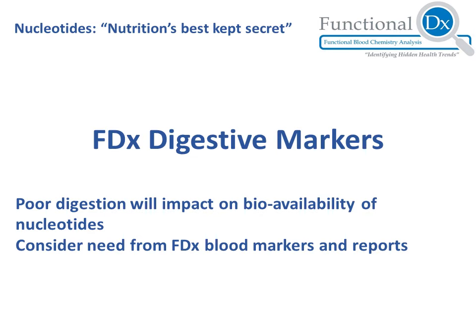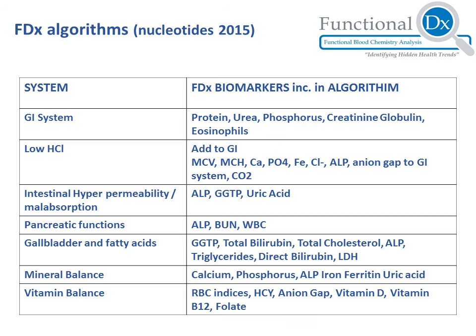So when we look at our reports, we look at our digestive markers, and poor digestion impacts the bioavailability of nucleotides. So let's consider the needs here. Looking at the GI system, the algorithms that we use will look at protein, urea, phosphorus, creatinine, globulin, eosinophils. All of those go together to create an algorithm.